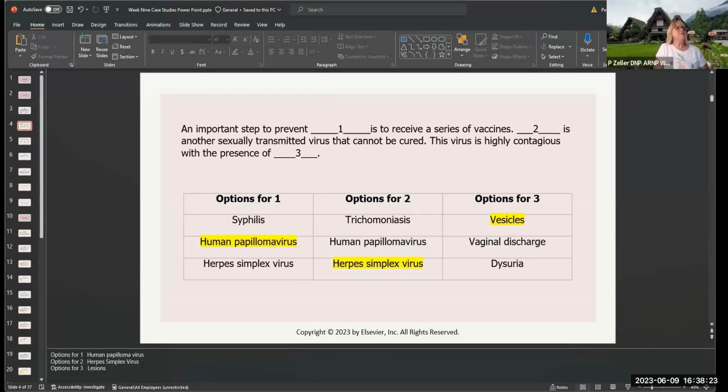Okay, Sam, you've got something else going on in your room. I muted you. Okay.